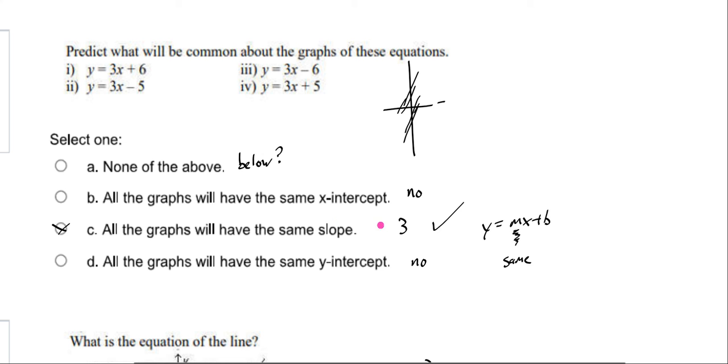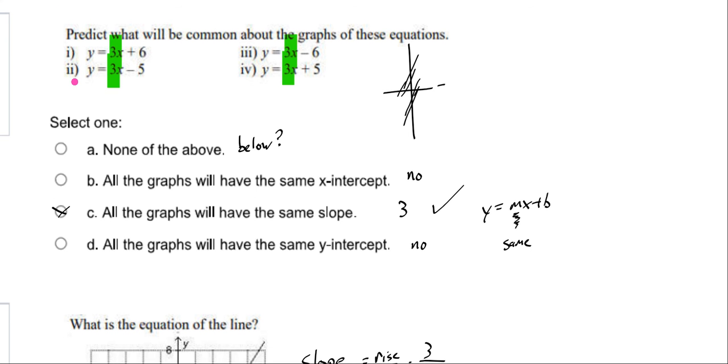C, all the graphs will have the same slope. Yes, that's just given to us. Here's the slope, here's the slope, here's the slope, here's the slope. It's 3, 3, 3, 3 every time. D says all the graphs will have the same y-intercept. Nope, positive 6, negative 5, or positive 5.